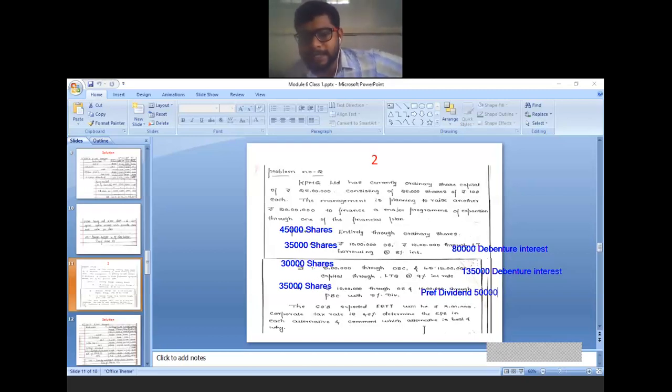You have to select the plan based on the maximum earning per share. You have to compare the answers finally, and in whichever case earning per share is maximum, that alternative you have to choose, and you have to give the reason also why you are choosing that plan, because your earning per share is maximum. So this is the overall explanation for problem number 2. Now you can see the solution quickly.